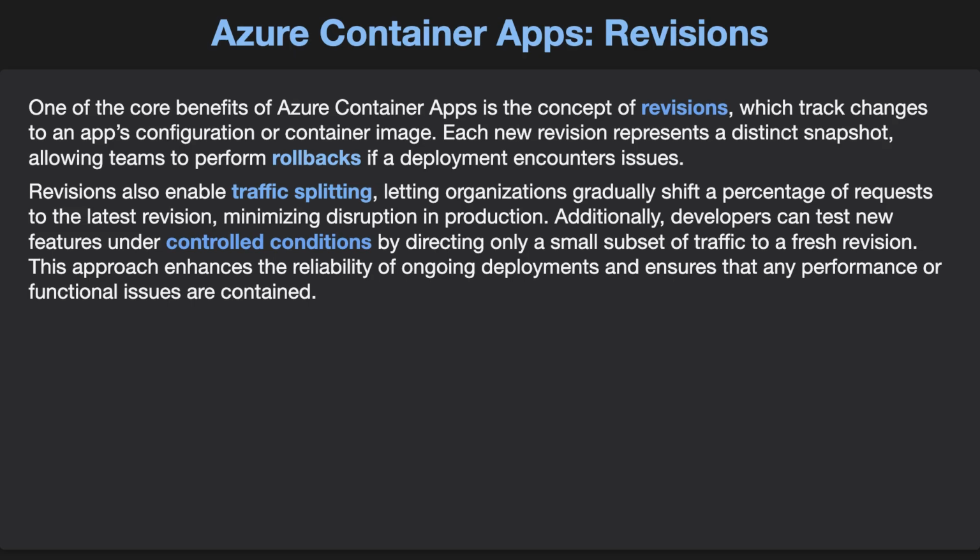which track changes to an app's configuration or container image. Each new revision represents a distinct snapshot, allowing teams to perform rollbacks if a deployment encounters issues. Revisions also enable traffic splitting, letting organizations gradually shift a percentage of requests to the latest revision, minimizing disruption in production. Additionally, developers can test new features under controlled conditions by directing only a small subset of traffic to a fresh revision. This approach enhances the reliability of ongoing deployments and ensures that any performance or functional issues are contained.